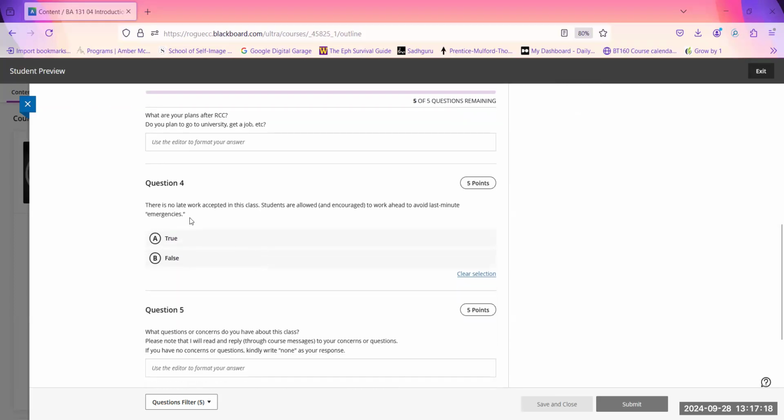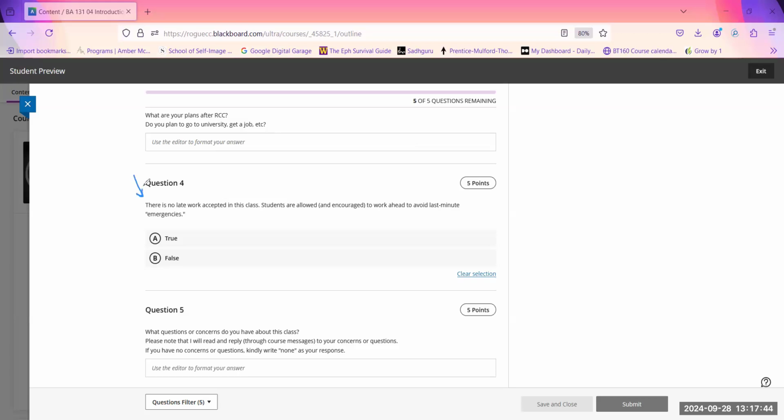The next two questions, I have very specific reasons for asking these. Question number 3 is, what are your plans after RCC? And you can just write your answer in this box here. The reason I ask that is lots of times when students answer this question, I get to learn a little bit about them, and I get to look at their classes and see if they're on the right path to help them meet their goal. So that's why I'm asking that.